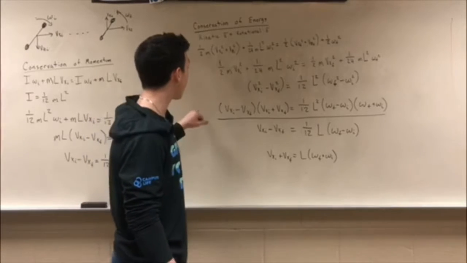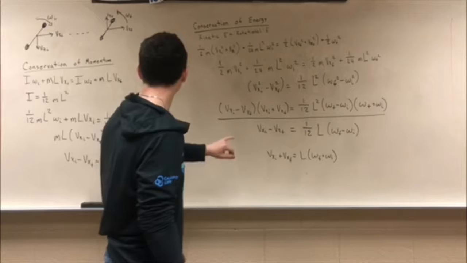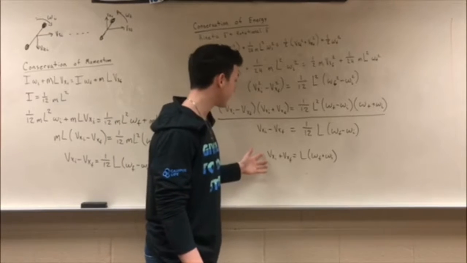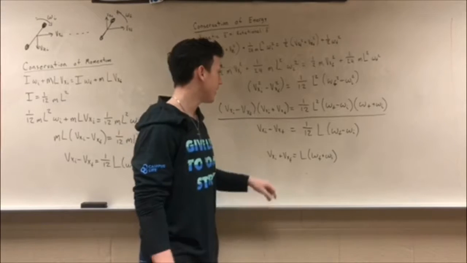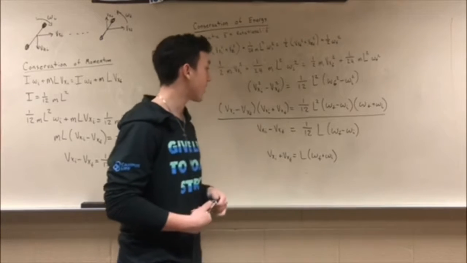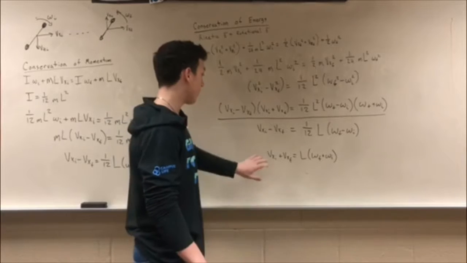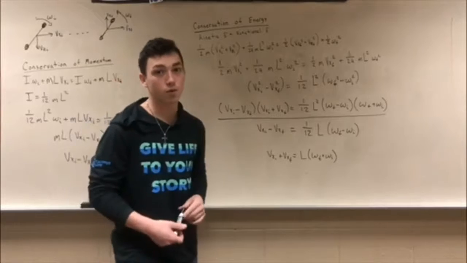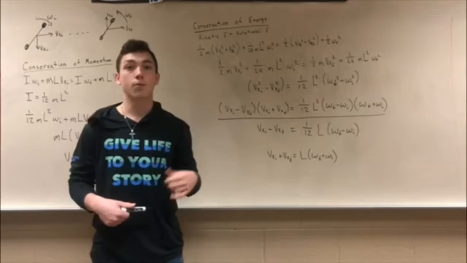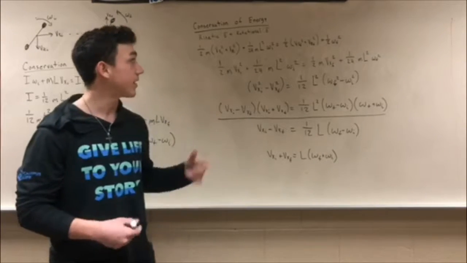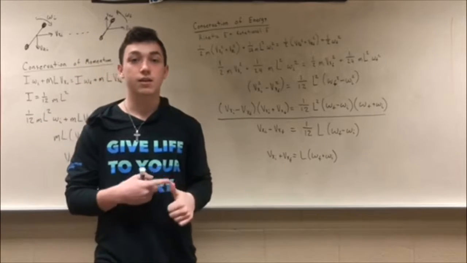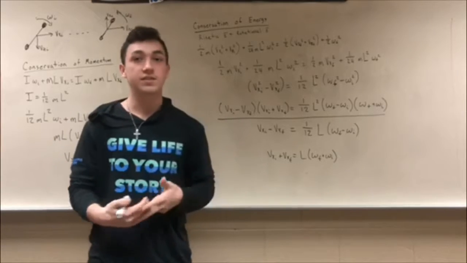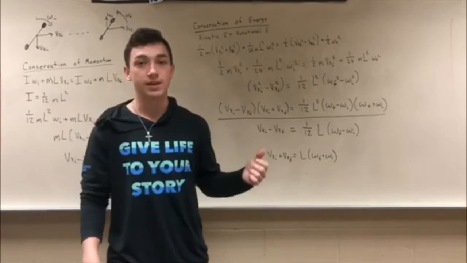And then we can divide the conservation of energy by the conservation of momentum, and we are given the equation Vx initial plus Vx final equals L times omega final plus omega initial. And with this equation and the conservation of momentum, we can solve for Vx final and omega final, and that way we can test the length, the Vx initial, and also the omega initial to see what the baton would do when you spin it.